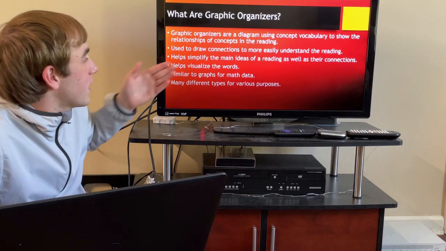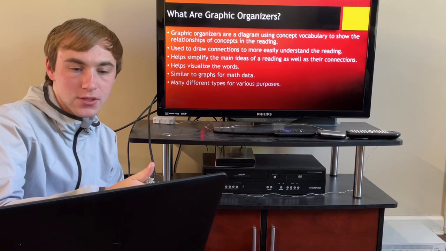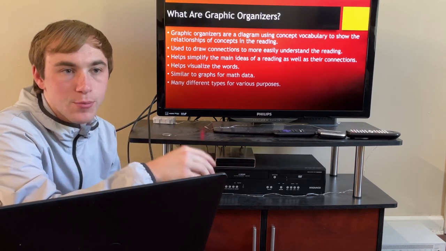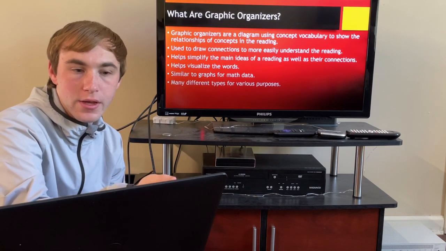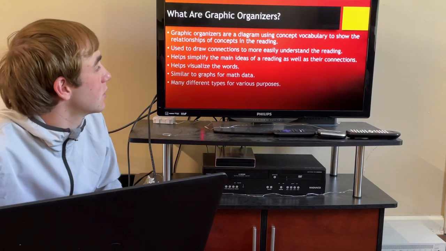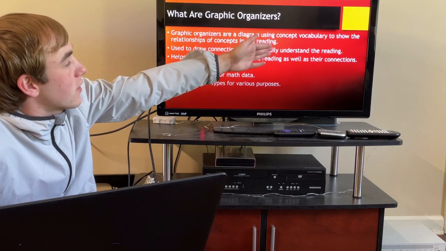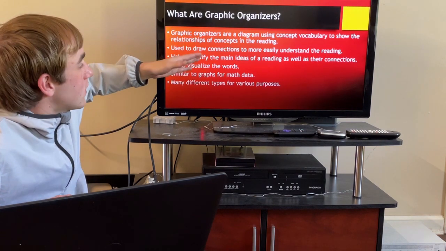You got a big wall of text, not exactly easy to read that. So what graphic organizers do is that instead of a big wall of text, it presents the main ideas in a more easy to understand way. It shows the connections. It uses the main points, like concept vocabulary, and it shows you the relationships of that.